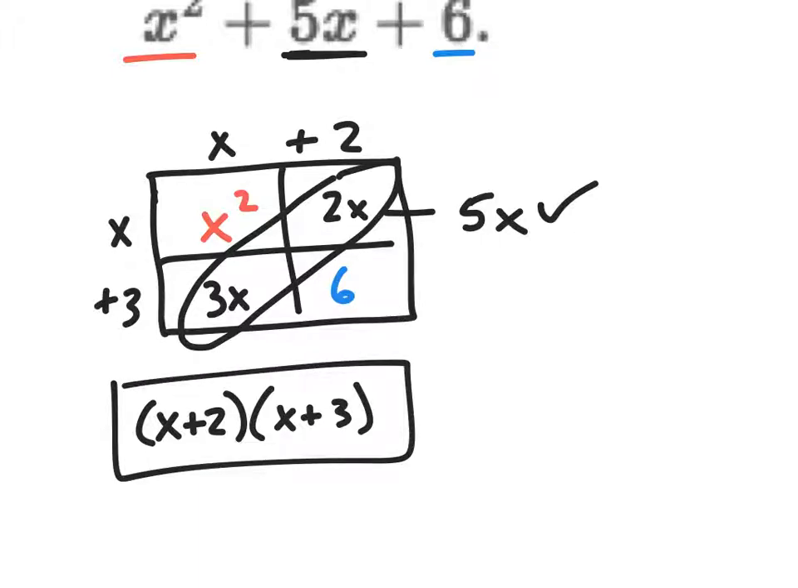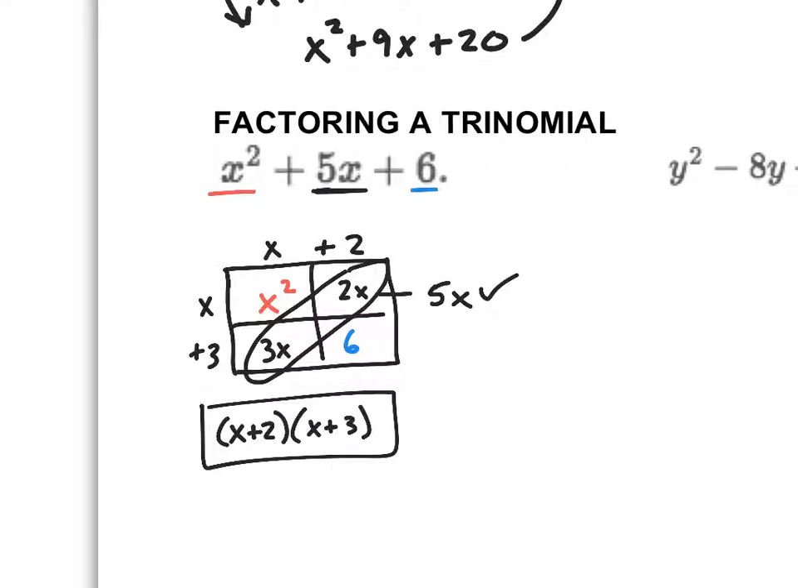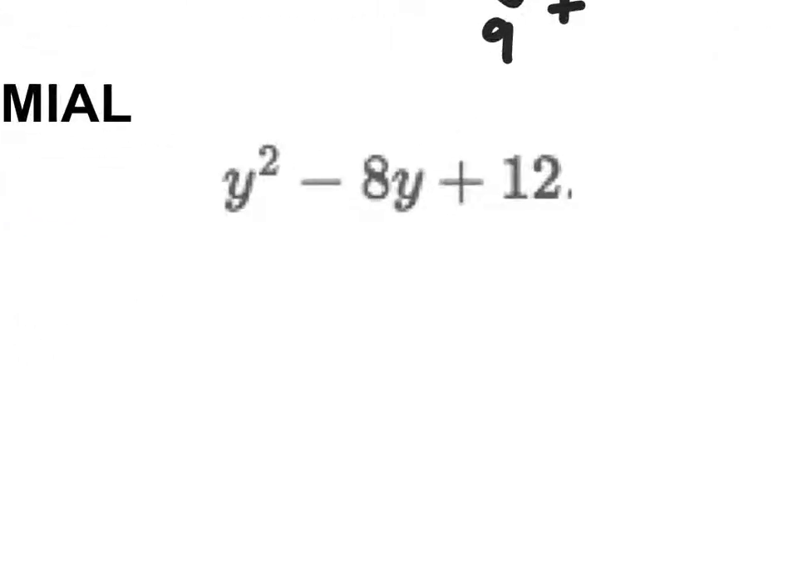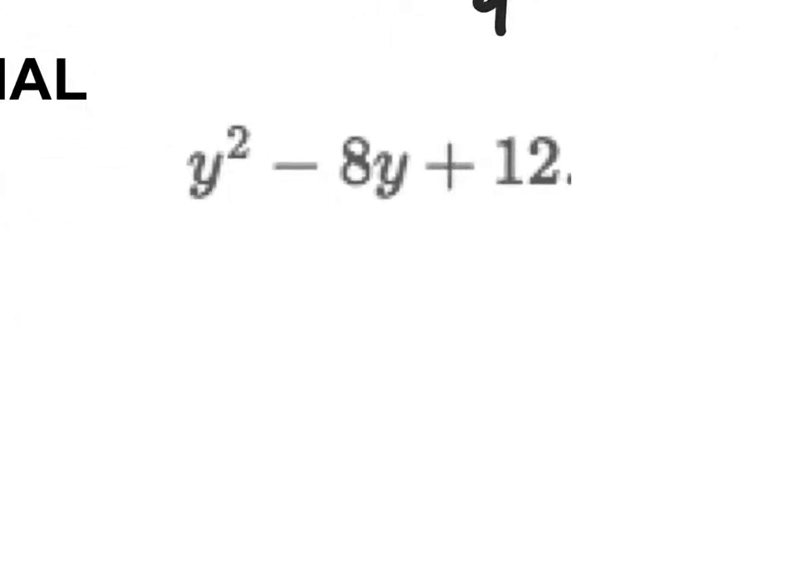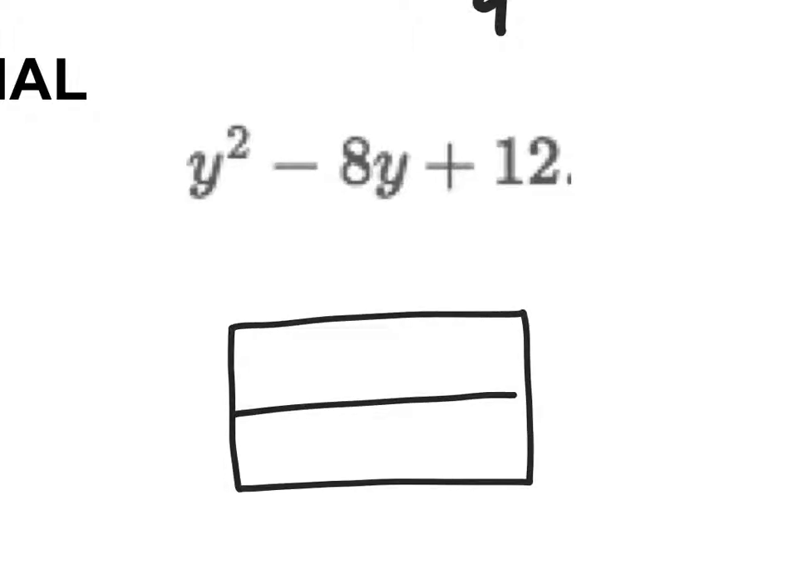Now, we can check by multiplying this out, but we've already done that with the box method, and that's why I like the box method. All right, so now let's take a look at this one. This one gets a little trickier. Let's, again, just draw a box. So I've got y squared minus 8y plus 12. If I draw my box, my y squared goes here. My 12 goes down here.